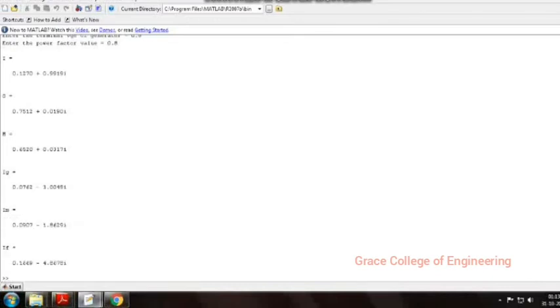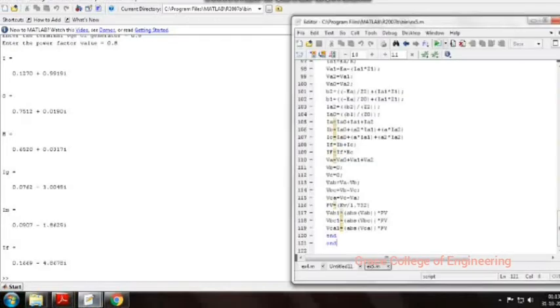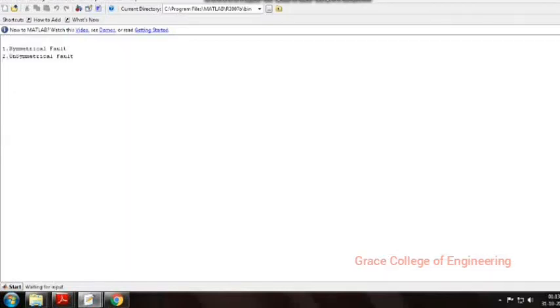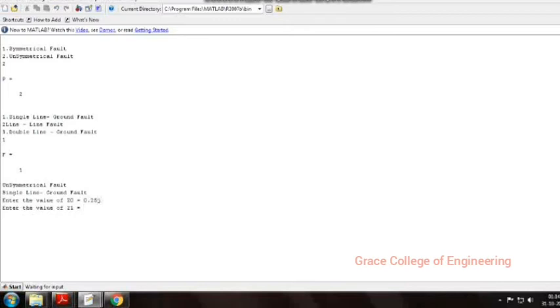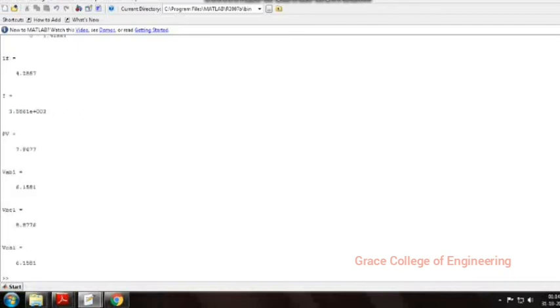Similarly, we can run again for unsymmetrical fault. There are different types. For single line to ground fault, the value of Z0 given in the problem is 0.25j. Z1 is 0.35j. Z2 is 0.1j. We can get the output.